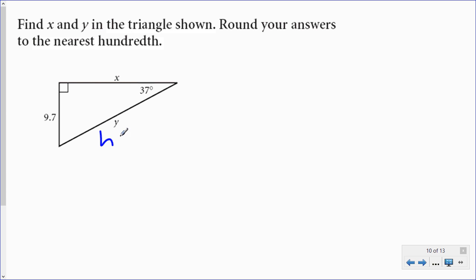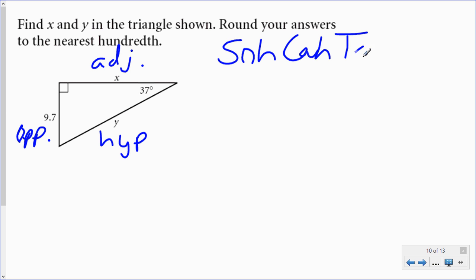All right, so y is the hypotenuse. X is adjacent to the 37-degree angle. And 9.7 is opposite the 37-degree angle. Okay, so let's solve for x first. If we're solving for x, we're going to have to use adjacent and opposite. So refer to your SOHCAHTOA. The trig ratio that compares opposite and adjacent is tangent.